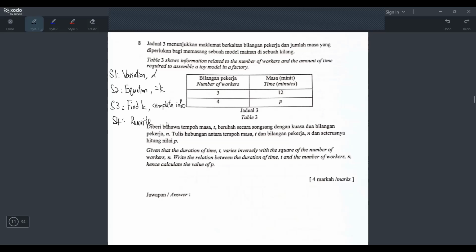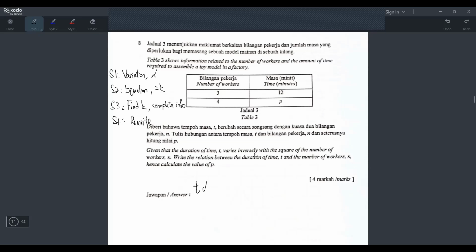Okay, let's read. Given that the duration of time t varies inversely with the square of n. So I think I can write my variation, but let's finish reading first. Write the relation between the duration of time t and the number of workers n, hence calculate the value of p. So they want me to do two things. First is to write the relation, next is to calculate p. So let's write the relation.